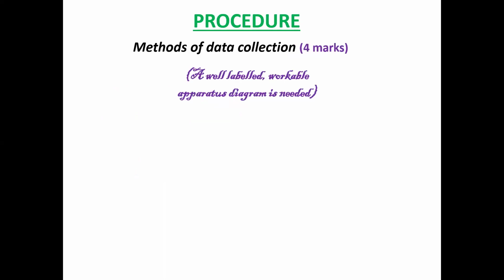Now procedure, method of data collection. It's normally a 4-mark section. It can be more than 4 if the examiner wants. A well-labeled workable apparatus is needed. This is what the examiner wants people to remember. You have to write down a workable apparatus.